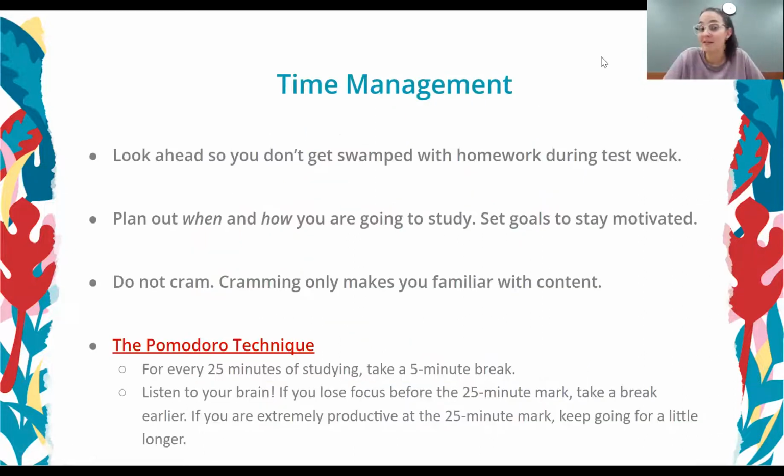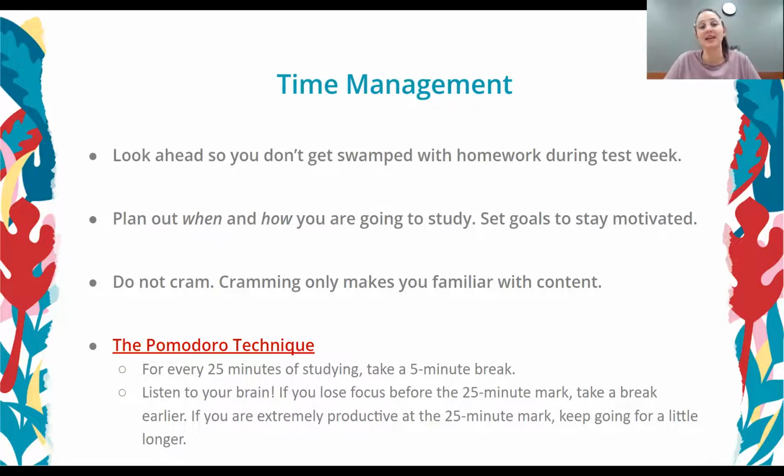Some tips that we have as far as what that looks like. The first one is looking ahead so you don't get swamped with homework during the week that you have a test. When we practice good time management skills and we're able to prioritize what's going on, we can get stuff done early and we can make sure that we aren't in super busy, stressful situations.